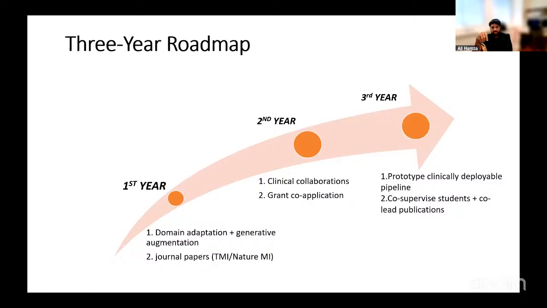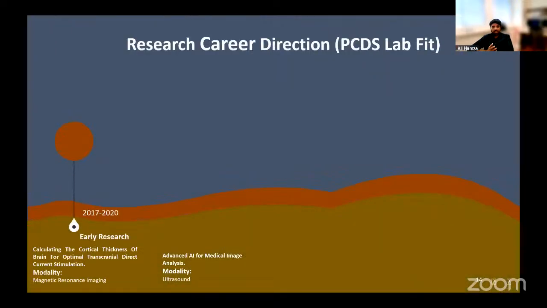In this lab, for a 3-year roadmap, first I will adopt some adaptation and generative augmentation, and try to engage with the researchers in your lab, and apply my knowledge and your knowledge to make good journal papers, transactions in IEEE. Then in the second year, we'll do clinical collaboration, and we will write a grant for future funding. In the third year, I will maybe co-supervise some students and lead some publications. So this is the research career direction that I am looking for.